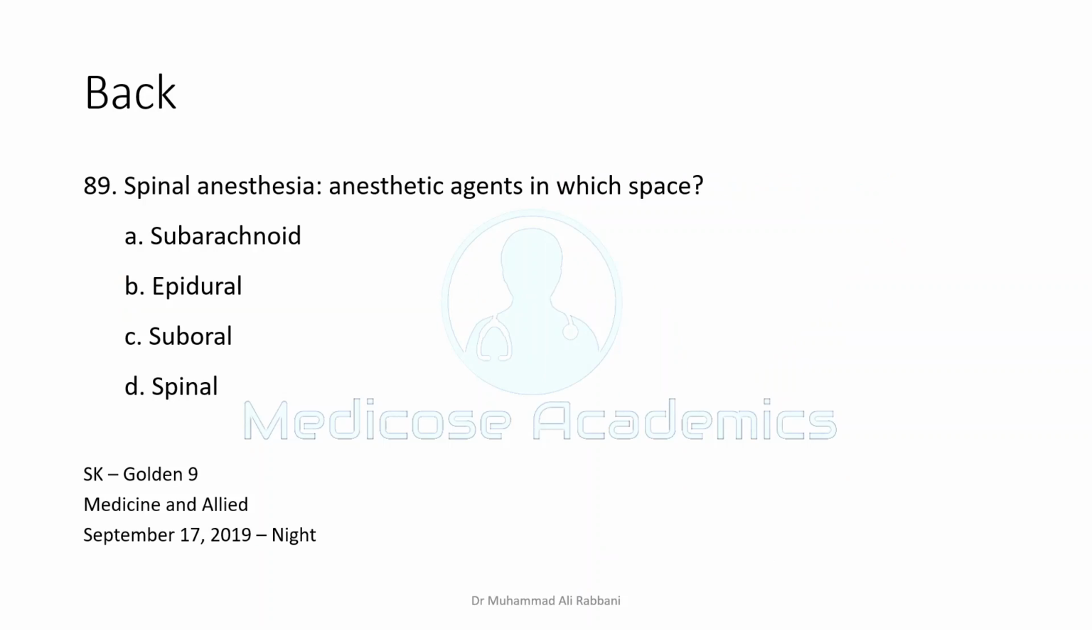Spinal anesthesia, anesthetic agents in which space? Again, this is not a very nicely formatted question because epidural and subarachnoid spaces both can be correct depending upon the type of anesthesia you are given. But luckily, here subarachnoid space is the most common one, so you will follow that because mostly the spinal anesthesia is given to the subarachnoid space. Whenever there is an anesthetic solution to the epidural space, it is usually mentioned epidural anesthesia. It is not simply said as spinal anesthesia. So whenever spinal anesthesia, go for subarachnoid.